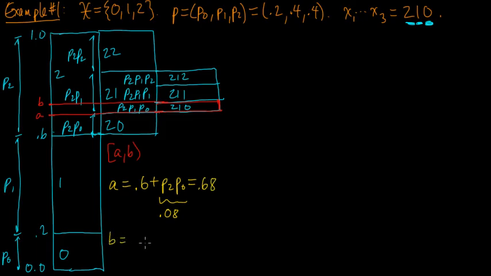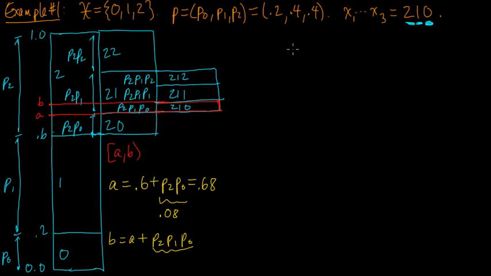And what is b? b is a plus a little bit of stuff. So it's a plus what? A plus the height of this 210 chunk right here. And the height of the 210 chunk is p2, p1, p0. We already knew that. So p2, p1, p0 plus a. p2, p1, p0 is p2, p0 times p1. So we already know p2, p0 is 0.08. So we have to multiply 0.08 times 0.4.